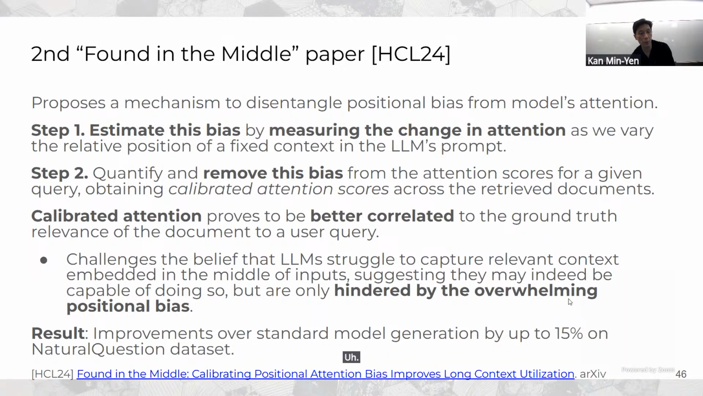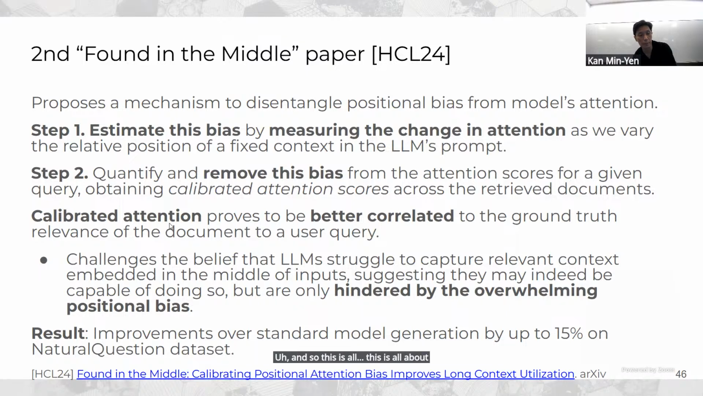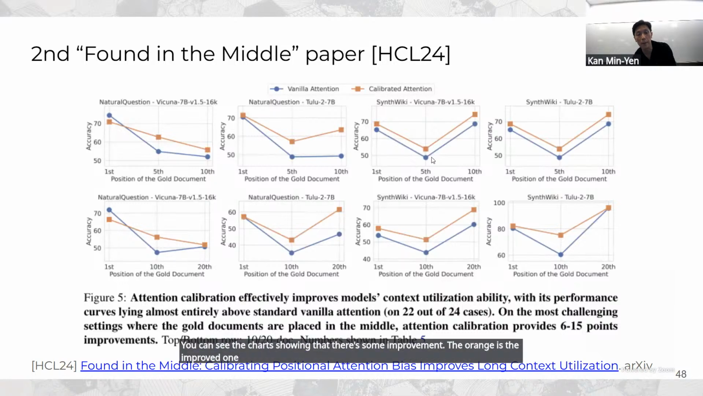Okay, so what it does is that it estimates the bias by measuring the change in attention, and then it removes this bias by calibrating the attention scores across the retrieved documents. And so this is all about calibrated attention. If you look at these charts, you can see there are some improvements. The orange is the improved one with calibrated attention, and the blue ones are the baseline.